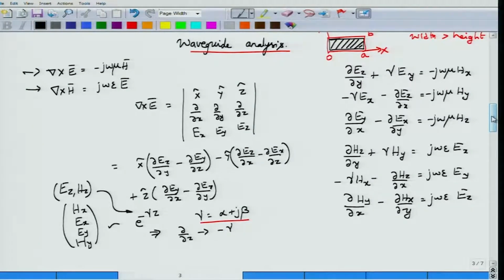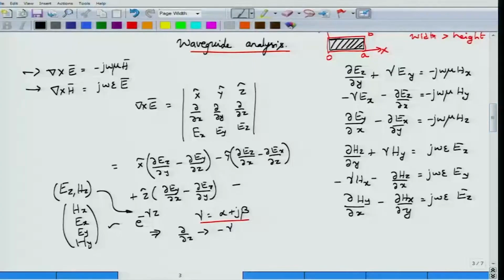The right hand side also contains three components, Hx, Hy and Hz, all these components getting multiplied by minus j omega mu. So this curl of E must actually be equal to minus j omega mu H, which means that it should be x hat minus j omega mu Hx plus y hat minus j omega mu Hy plus z hat minus j omega mu Hz.